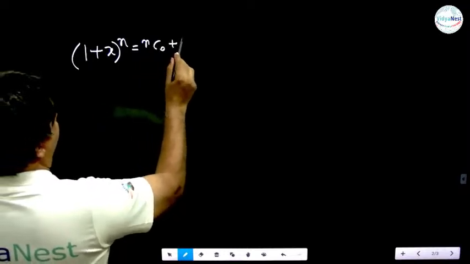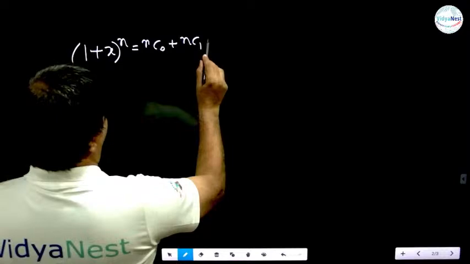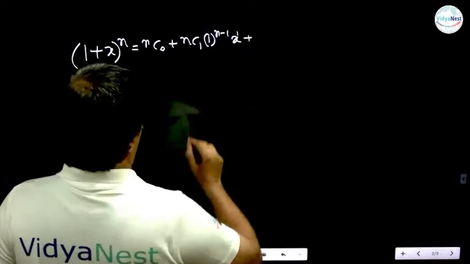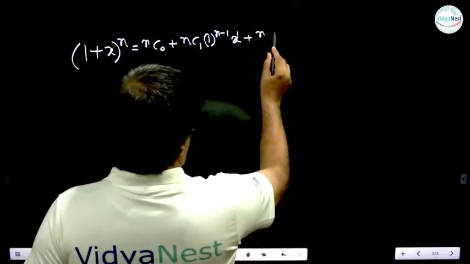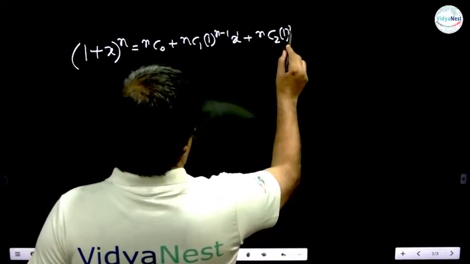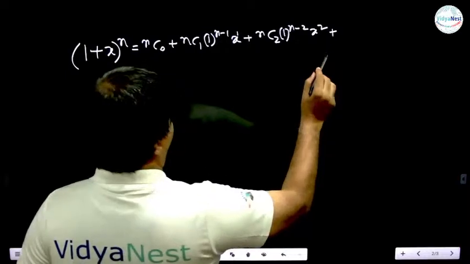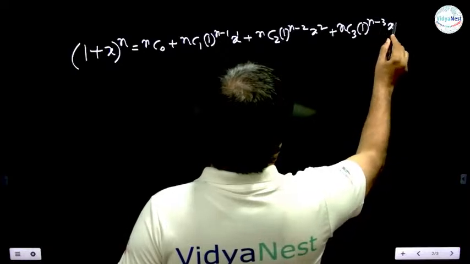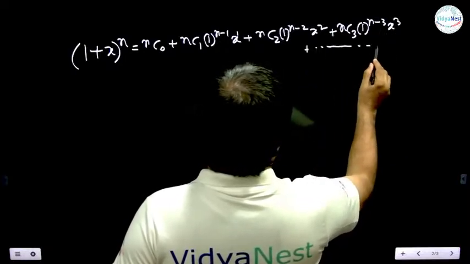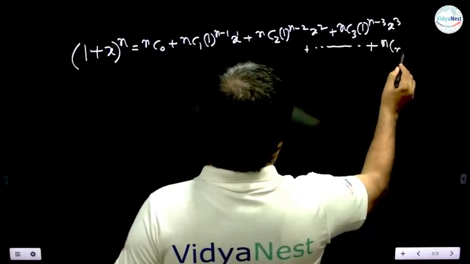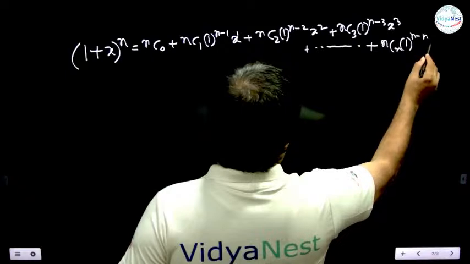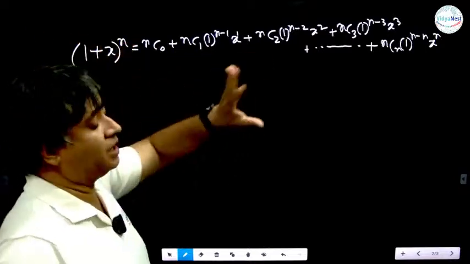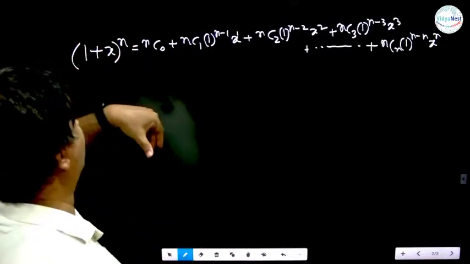nC0 plus nC1 1 to the power n minus 1 into x, plus nC2 1 to the power n minus 2 into x square plus nC3 1 to the power n minus 3 into x cube, up to nCn 1 to the power n minus n into x to the power n. So that is the general expansion of (1 plus x) whole to the power n.